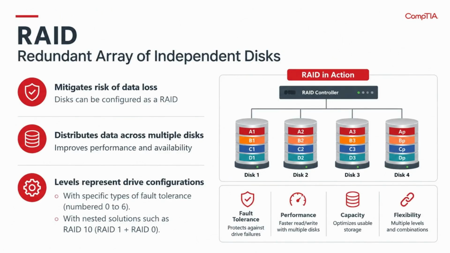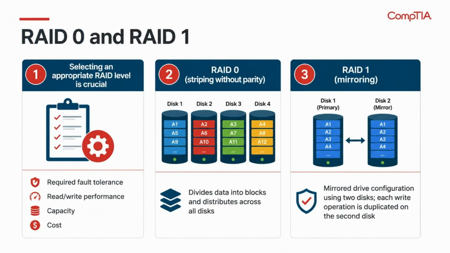RAID, or Redundant Array of Independent Disks, allows us to mitigate data loss risk by distributing data across multiple disks, balancing performance and fault tolerance. Choosing a RAID level depends on your specific needs. RAID 0 focuses on performance via striping, while RAID 1 provides redundancy through mirroring.